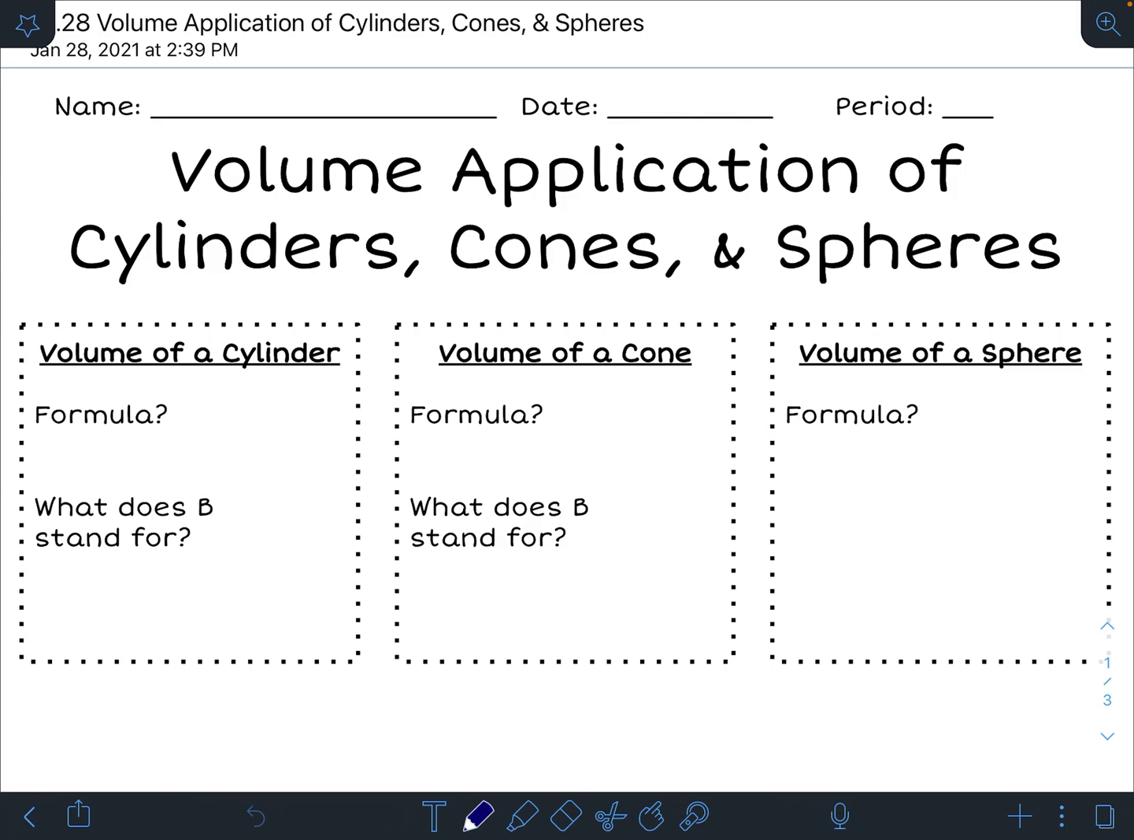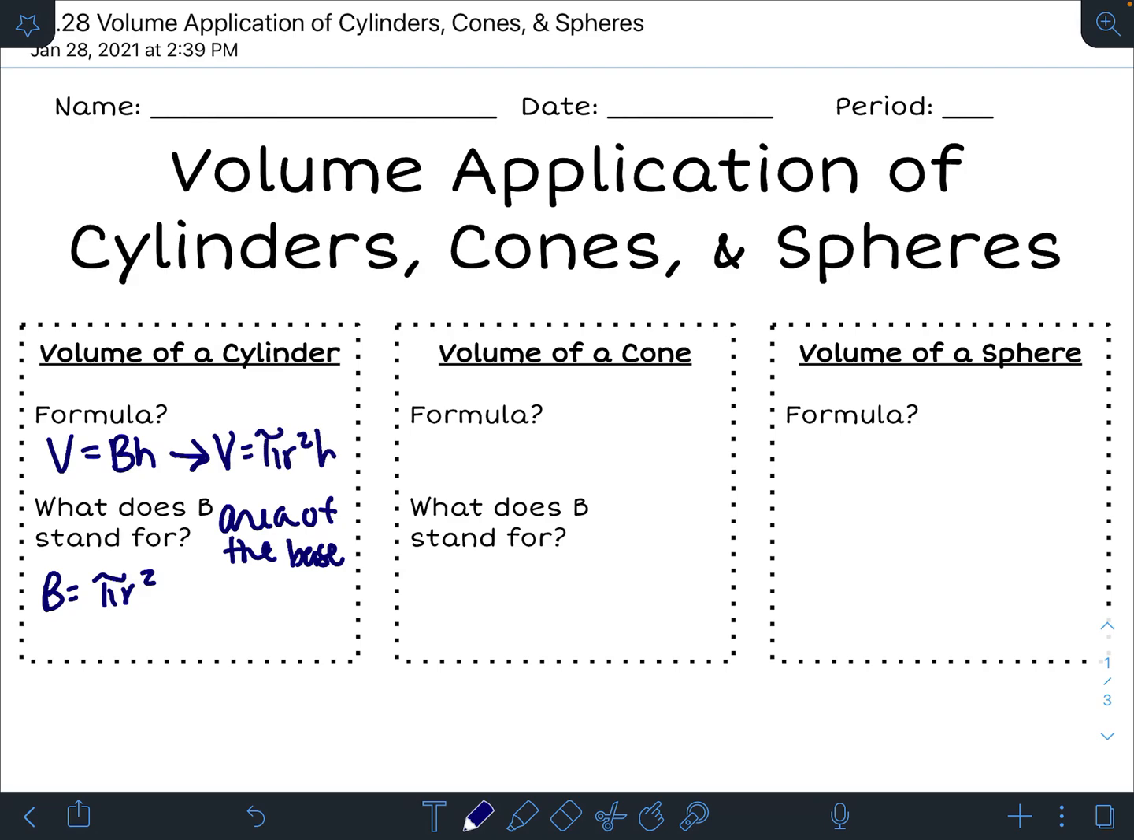The formula for volume of a cylinder is V equals big B times H. Again, big B stands for area of the base. And since the base of a cylinder is a circle, big B would be pi r squared. So my formula ends up being V equals pi r squared times H. That's where my big B was at.